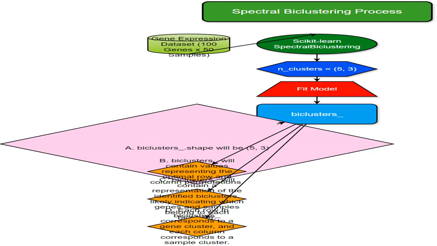Nope, the shape of Biclusters won't be 5, 3. That would only tell me how many clusters there are, not which genes and samples are in each cluster. The actual shape will depend on how the algorithm organizes that membership information.